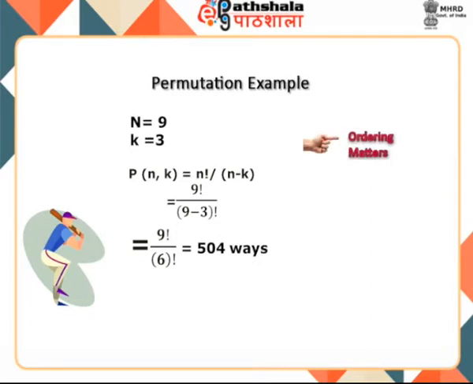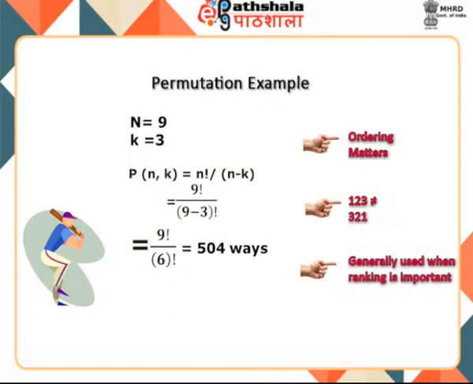It implies that player arrangement 1, 2, 3 is not equal to 3, 2, 1. Those same 3 players have been used to make these 2 arrangements, but different ordering implies that they are different permutations. Permutations are usually used in the cases where ranking of people is important. Example, choosing a cricket team where players are to be chosen for captaincy, bowlers, opening batsmen, etc.